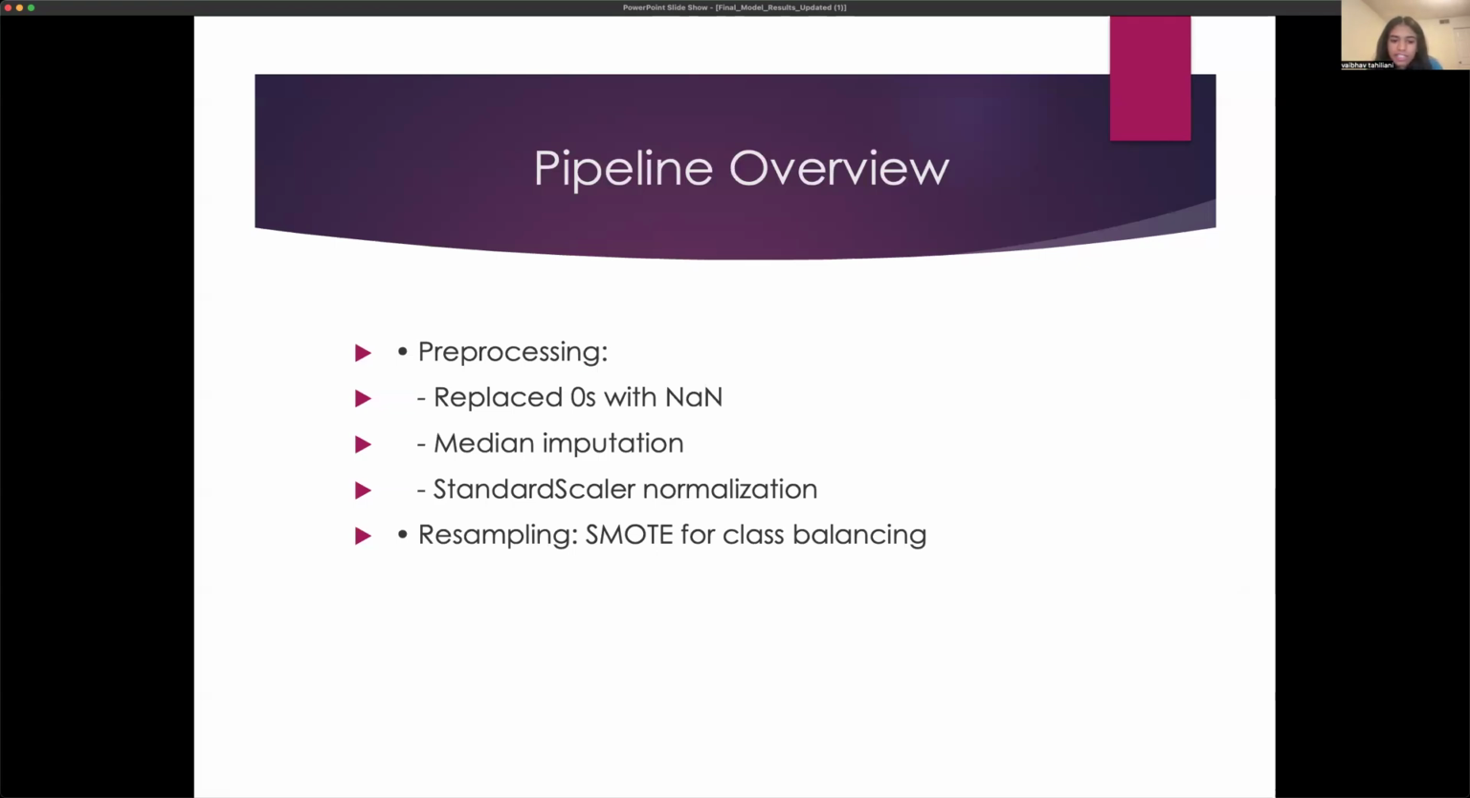So here's our pipeline overview. After cleaning the data, we standardized all feature values using the StandardScaler to ensure consistent input distributions for the model. And also to address the issue of class imbalance, with diabetic patients representing only about 35% of the dataset, we applied SMOTE, or Synthetic Minority Oversampling Technique, which generates new synthetic examples of the minority class during training, allowing the model to learn from both classes more evenly. We then performed an 80-20 train test split, ensuring that both sets retain the original class distribution.